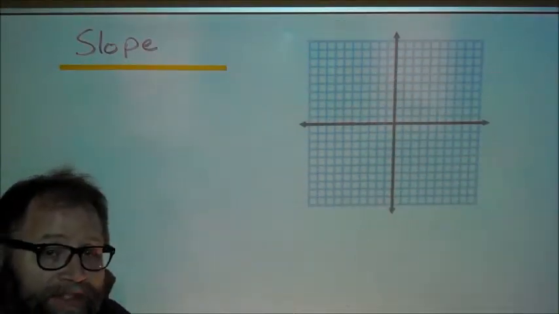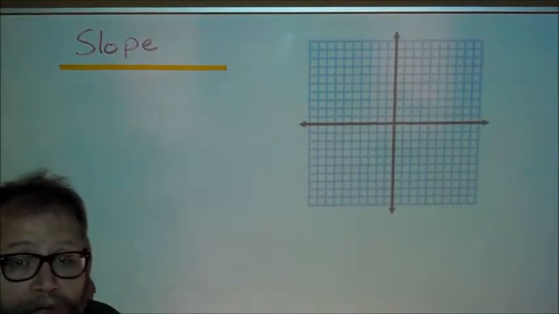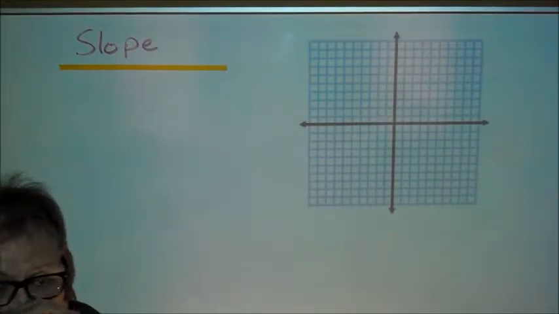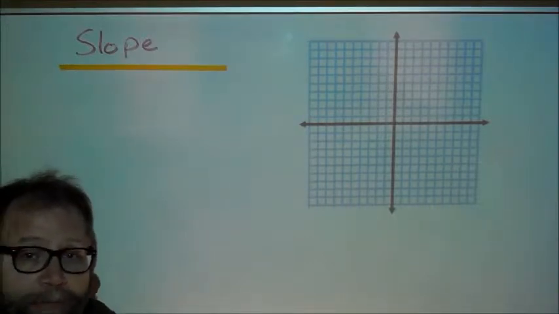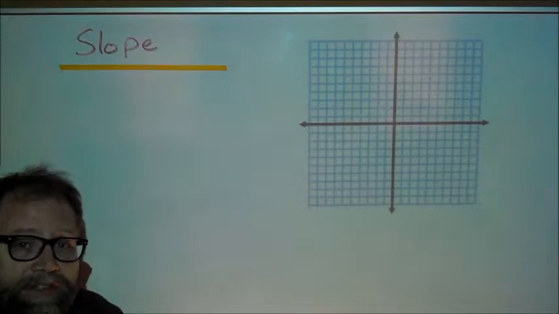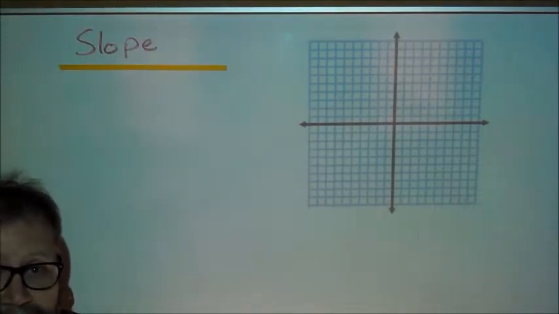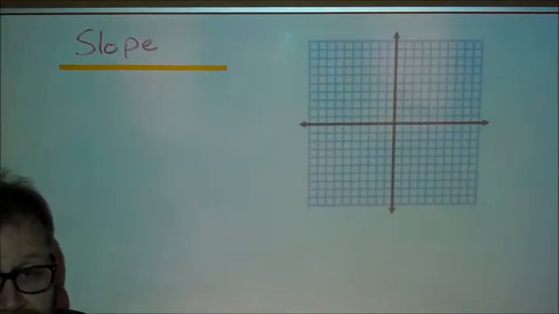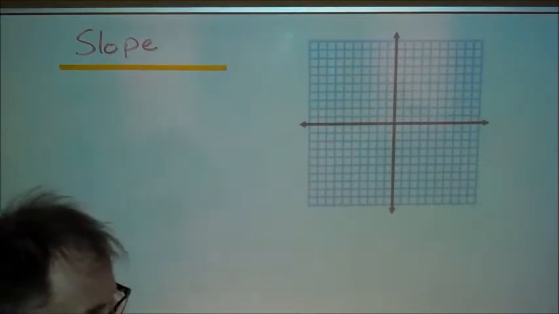Slope. Okay, this is a big one. When you think of slope, I usually think of a ski slope or anything that's on an angle, but slope for mathematical purposes is the rate at which a line increases as it rises versus its run, or decreases as it rises versus run. That's a real technical term, but let's just get an idea of what we're talking about here.